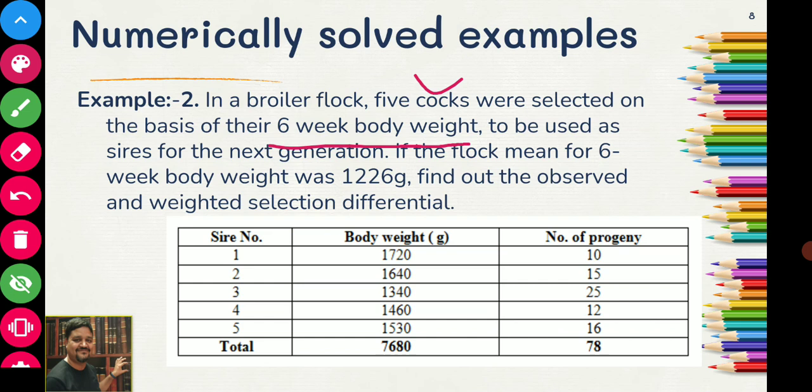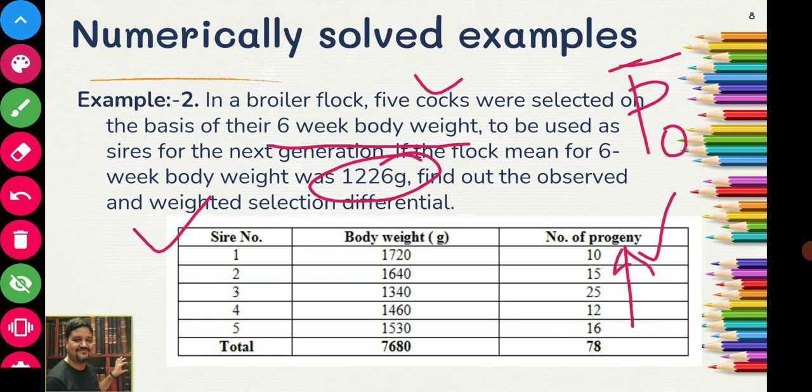If the flock mean of 6 week body weight was 1226 gram, that means your P0 bar is given as 1226 gram. Now the other observations are given here. This is sire or cock number 1, 2, 3, 4, 5, the body weight of all the 5 cocks, and the number of progeny those cocks are producing in the next generation. Here you can see the variable number of progeny produced by each sire. So total progeny is 78.